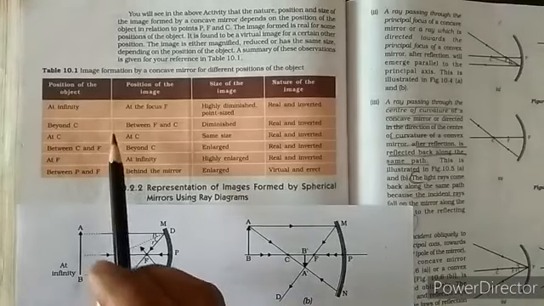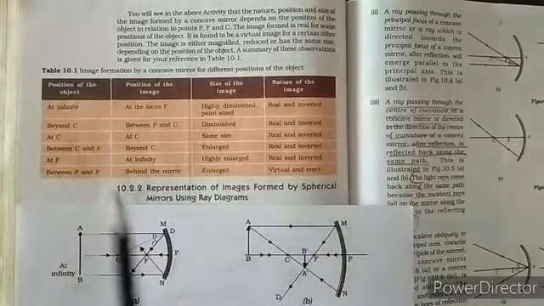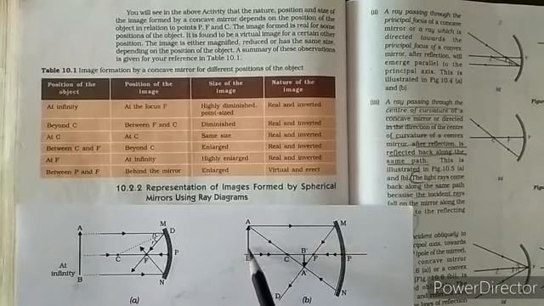Now for all the 5 positions of the object other than the first one, we were taking the size of the object as 1.5 centimeter to 2 centimeter and above the principal axis.